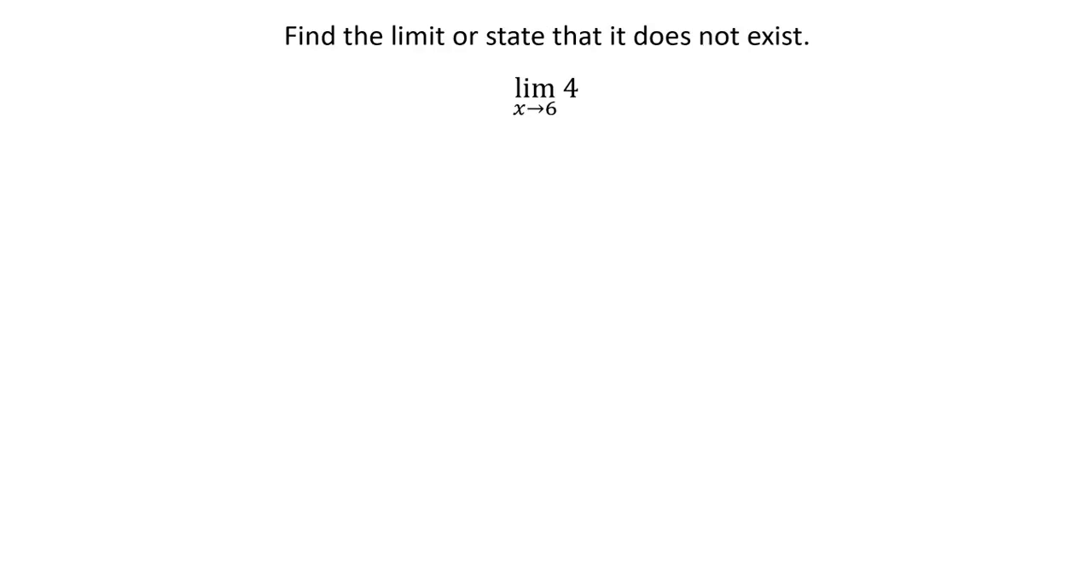In this video, I want to do a couple of examples of finding the limit of constant functions and finding limits using direct substitution. Here we're asked to find the limit as x approaches 6 of the constant function 4. The graph of the constant function 4 is a horizontal line that goes through 4 on the y-axis. So it's a horizontal line at a height of 4.